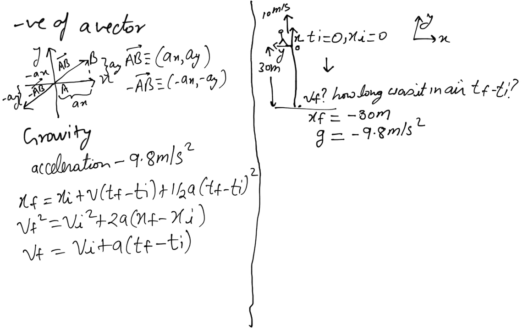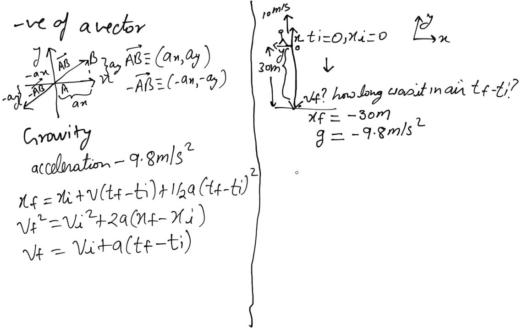I chose this example just to help you understand this: a vector is negative when it's pointed towards the negative x or y axis, or both of them. So here the vector g as well as xf. What is xf? Well, if you look closely, this whole vector is xf, and it's pointed right here. This is the vector, and xf is minus 30 meters.